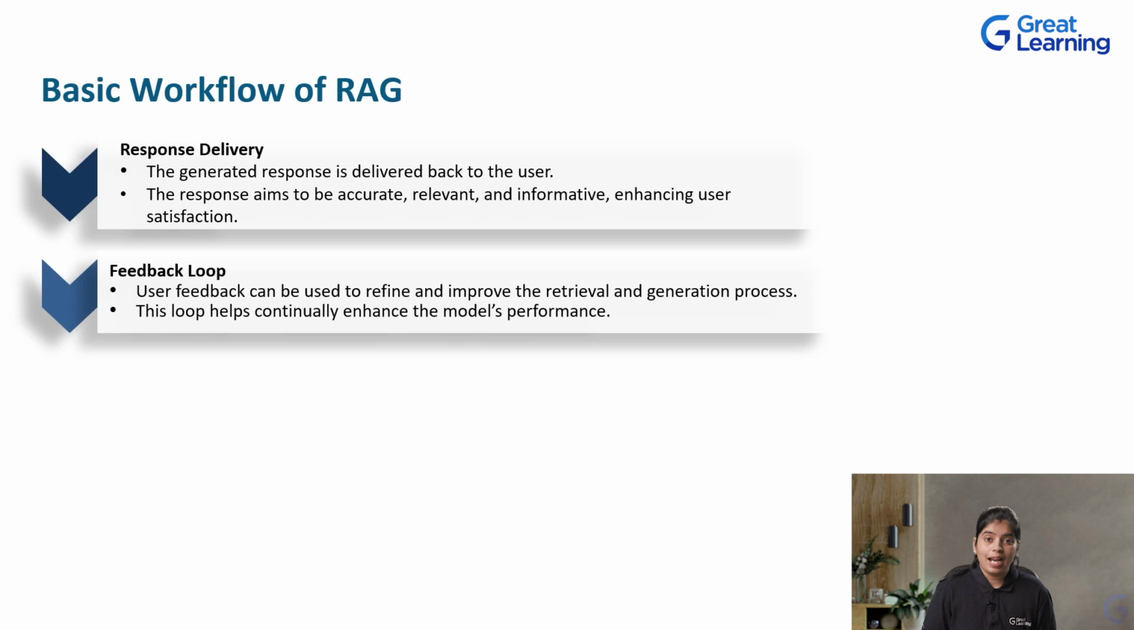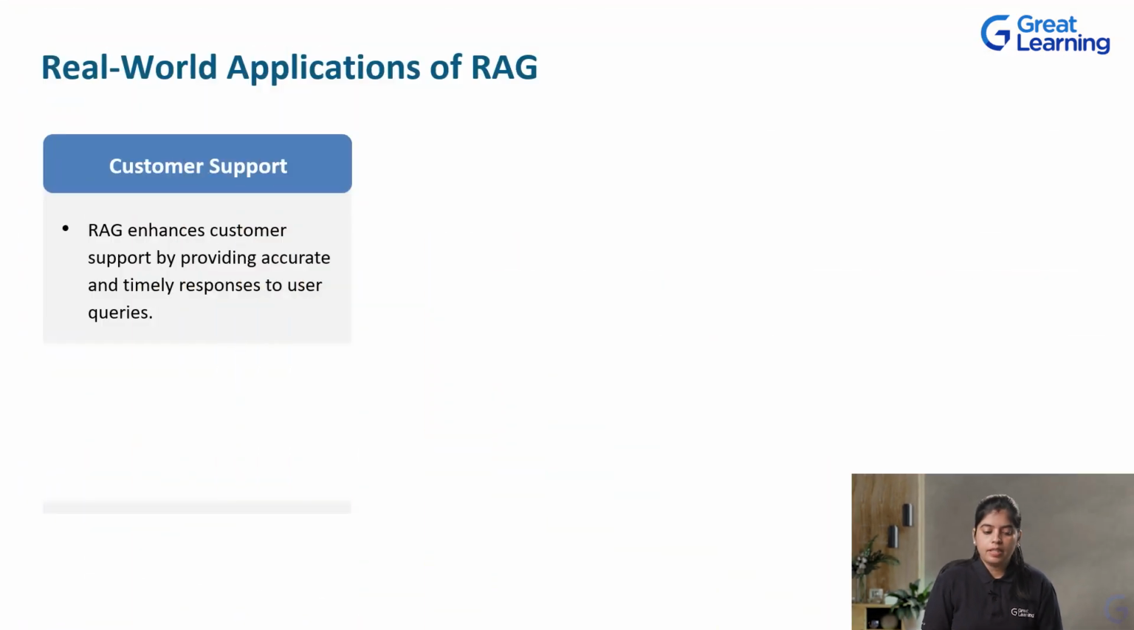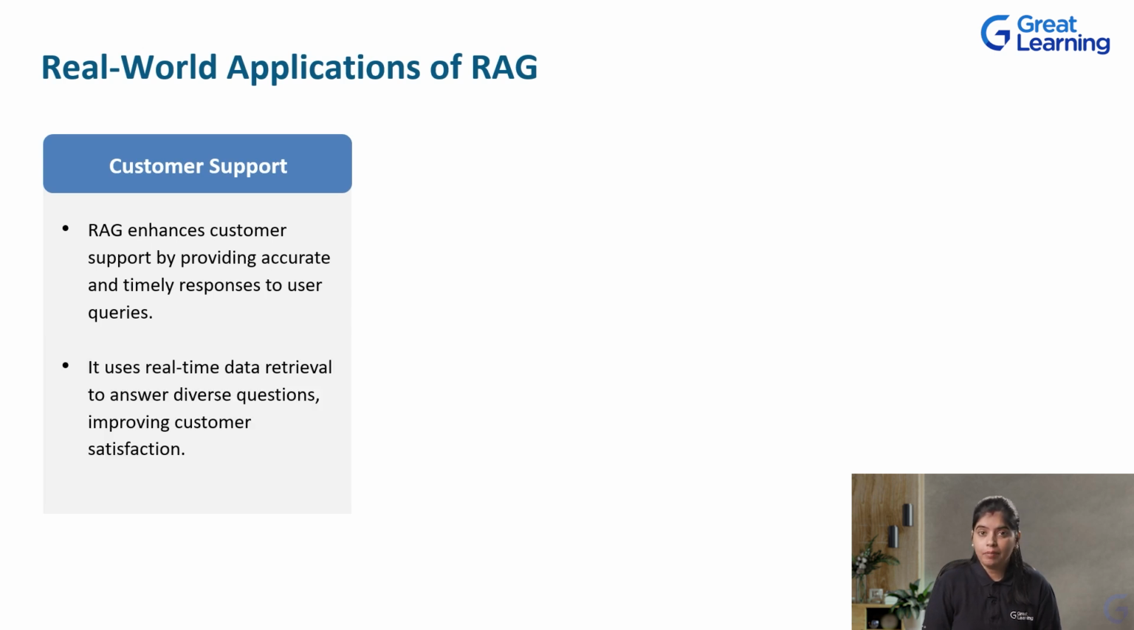After this, we're going to understand the key components of RAG, meaning retrieval and generation. So let's now discuss the various applications of RAG. First one is customer support. How do we use RAG in customer support? RAG enhances customer support by providing accurate and timely responses to user queries. It uses real-time data retrieval to answer diverse questions, improving customer satisfaction.